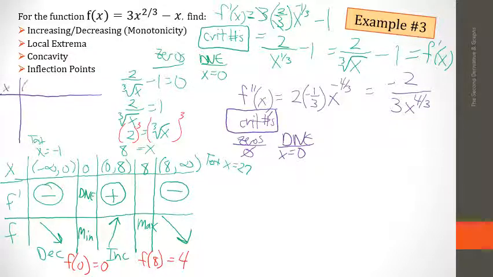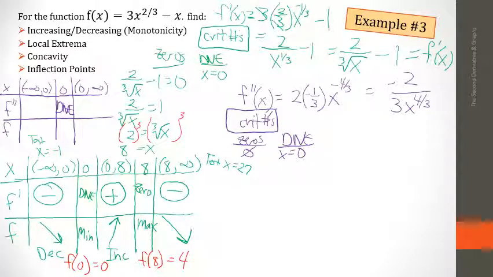So I have negative infinity to 0, I have 0, and I have 0 to infinity. I have the second derivative and the original function. And at 0, it does not exist. Oh, I forgot that on my bottom chart. At 8, it was a 0 for the first derivative.